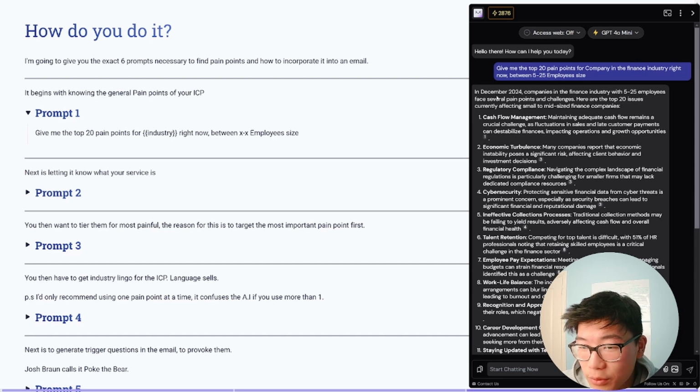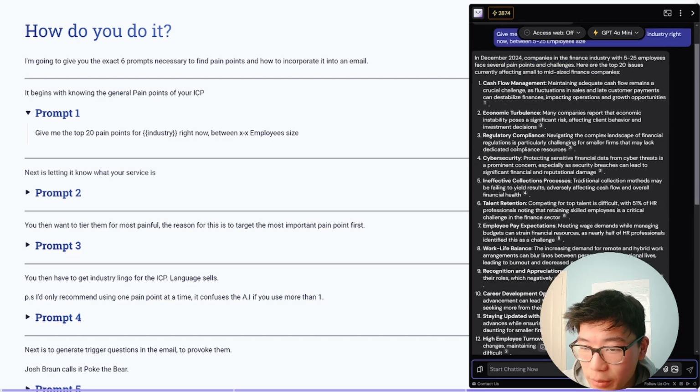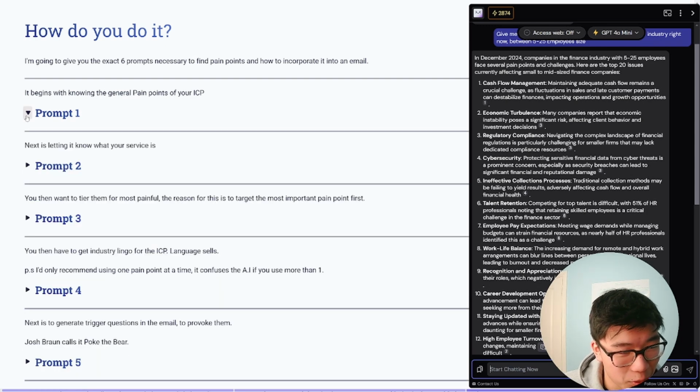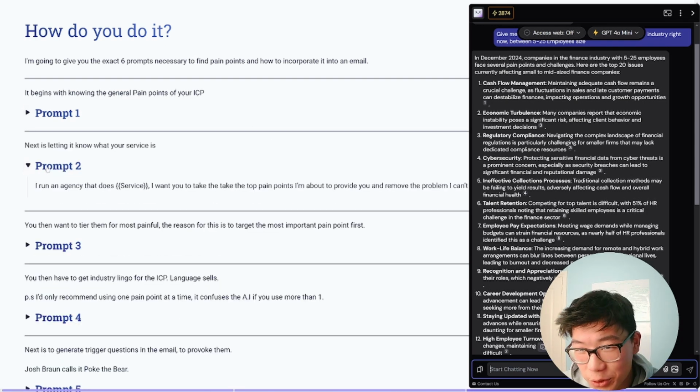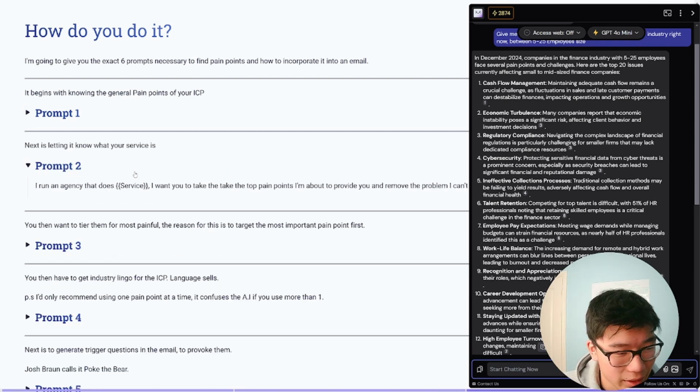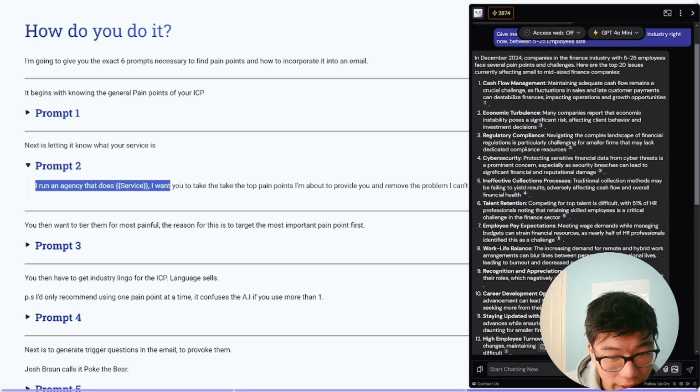In December of 2024, companies in the finance industry faced economic turbulence, cybersecurity issues, ineffective collections processes. Right. So I'm gonna make this really difficult for myself because I actually picked finance, but I'll just show you how it works, because I probably could have done social media marketing agency and it would have been really easy. By the way, all these prompts will be in the description.